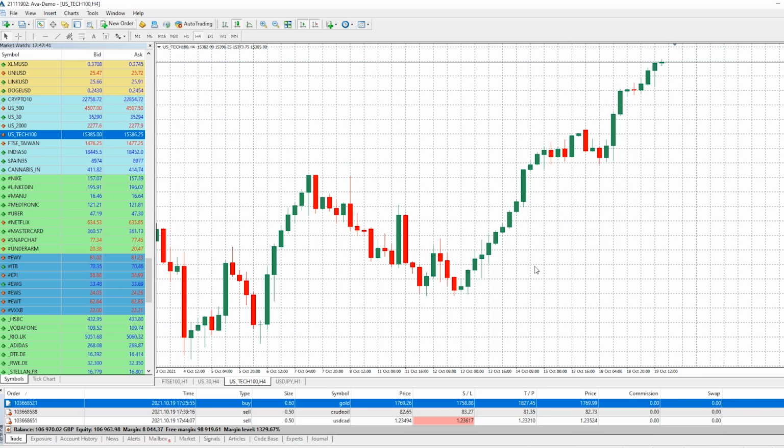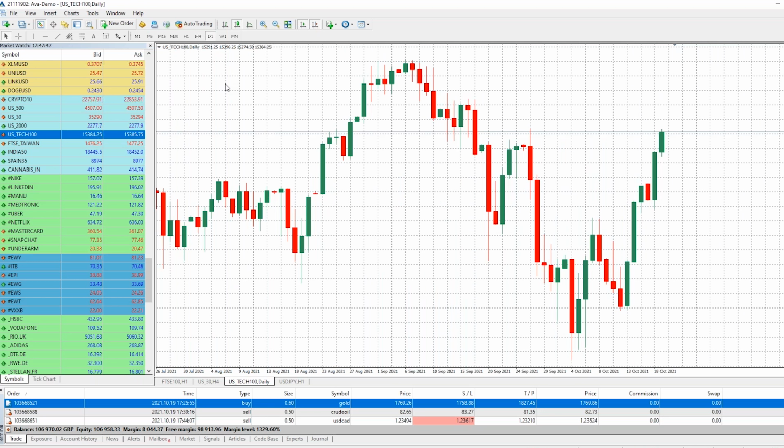4-hour candles. Wow, it just looks like an uptrend that might never end, right? I don't see any resistance over here. So let's go to 1-day candles. Now we find the resistance, right? So on the 1-day candles, I see resistance right there.